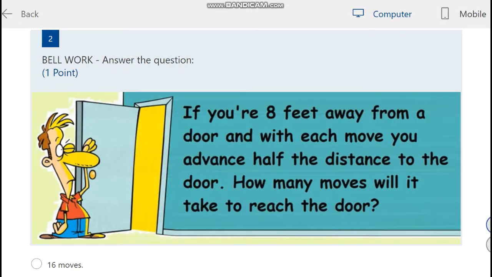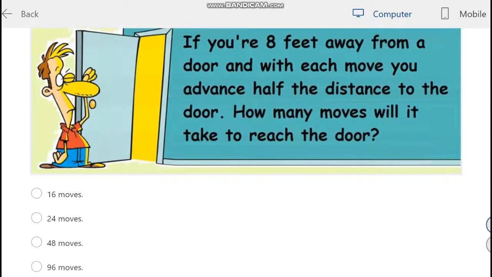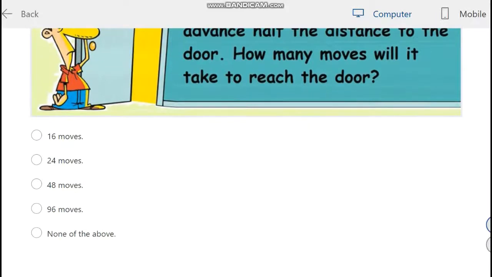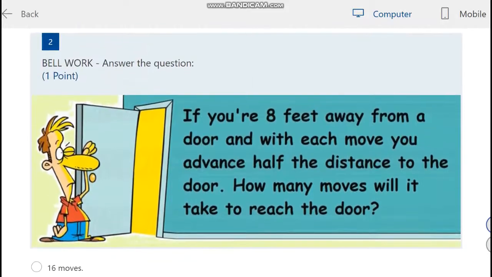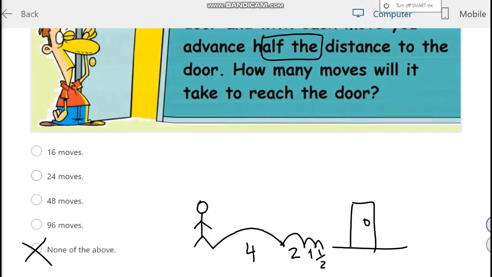And the bell work here: if you are 8 feet away from the door, and with each move you advance half the distance to the door, how many moves will it take to reach the door? The options are 16, 24, 48, 96, or none of the above. What do you think is the right answer? The right answer here, as we have seen, is none of the above, because you're always going to have half and half and half of the way to catch up to reach the door.